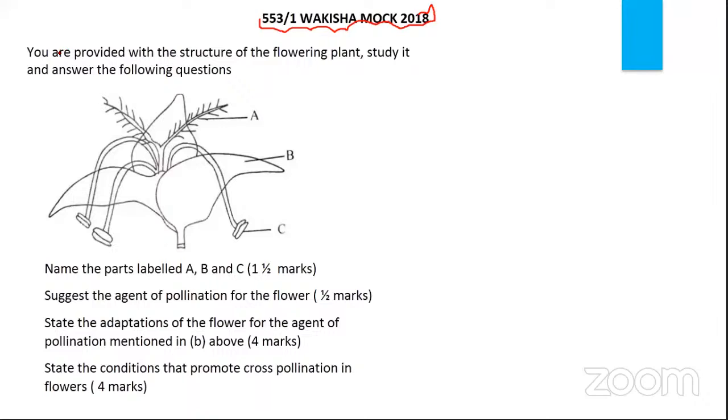And it goes: you are provided with the structure of the flowering plant. Study it and answer the following questions. Name the parts labeled A, B, and C. So I need someone to tell us which part is A. You can raise your hand and tell us which part is A. I think some of you, when we were learning about this, thought they are not examinable. They are highly examinable. Yes, Joanita.